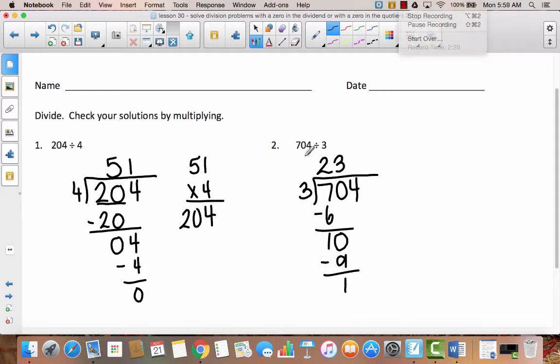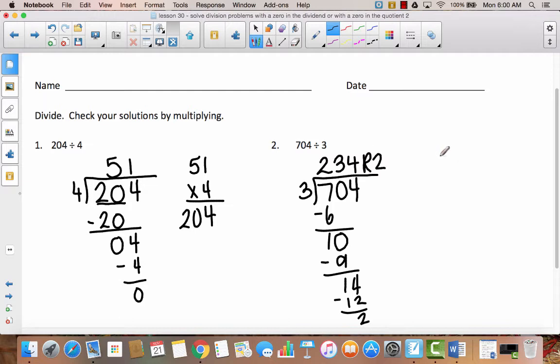And I subtract, I'm left with 1. Okay, so I have my 1 ten left over. I'm going to add that to my 4 ones. So now I have 14 divided by 3, which would be 4. 4 times 3 would be 12. That would leave me with a remainder of 2 ones.